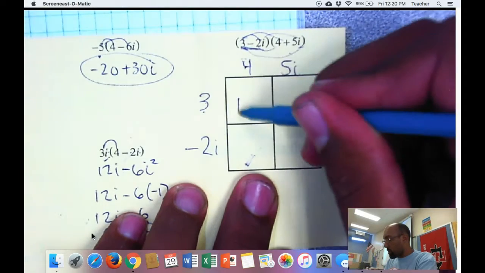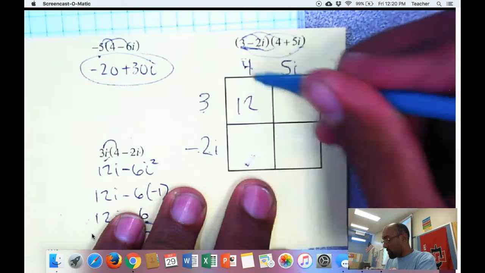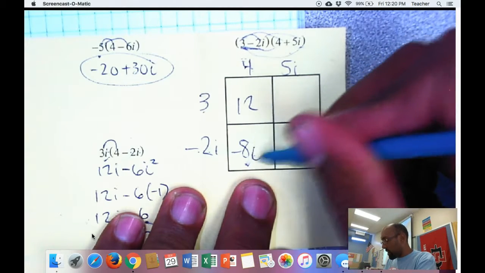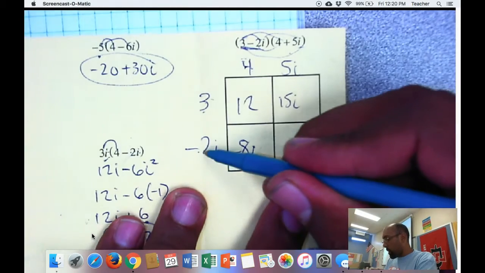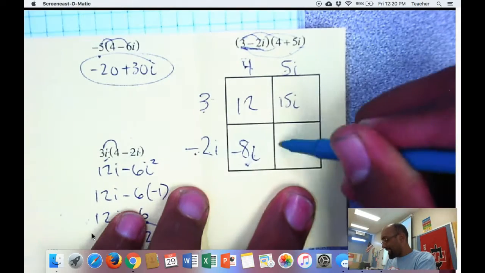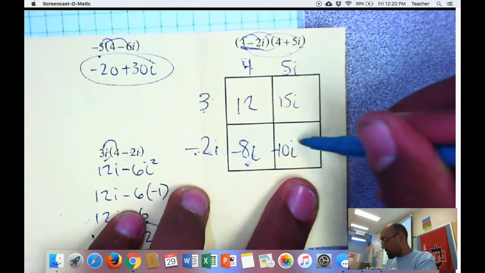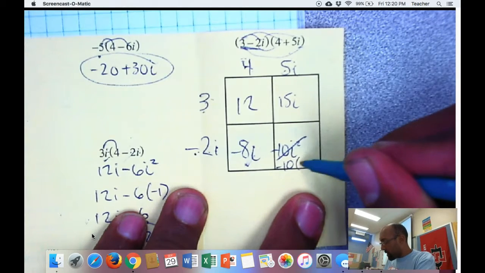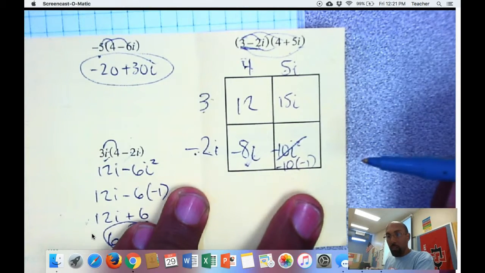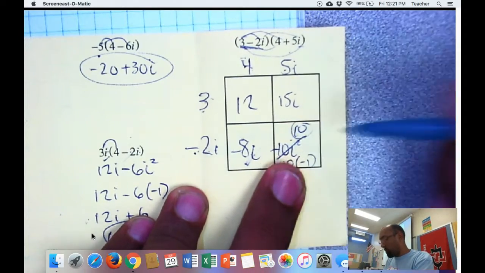So 3 times 4, 12. Negative 2i times 4 is minus 8i. Then 3 times 5i, 15i. And then negative 2i times 5i is minus 10, but then it's i times i, which is i squared. And remember, this simplifies to negative 10 times minus 1, because remember, i squared is minus 1. So then that's actually going to be 10.